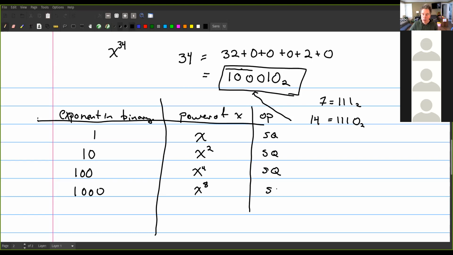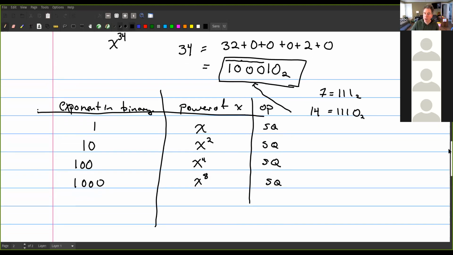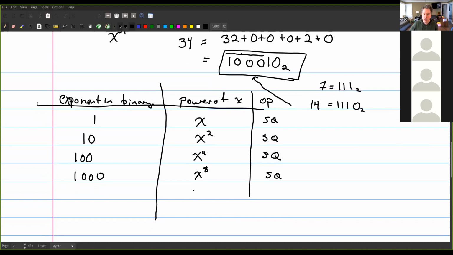Okay. And the next one is a 1, but even though that's a 1, I need to square again just to make a place for it. So I square one more time and I get x to the 16th. And now I have 1, 0, 0, 0, 0. But that one actually should be a 1. So there's a 1 in that place, and I want that to actually be a 1.